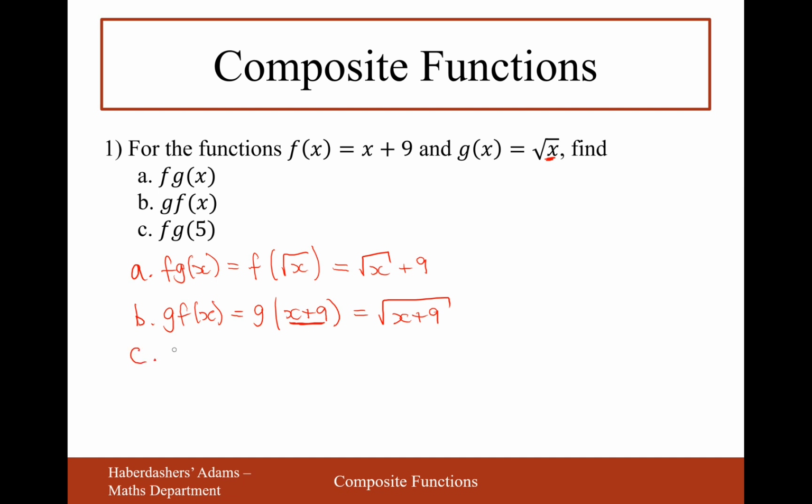And then part C is a question that we've done some of before, but I'm going to show you a different way of doing it now. If I've got fg of 5, what I could do is take it in turns. I could put 5 into g and then that answer into f, or I could just put it straight into part A, because it goes fg of x, fg of 5. If I just replace x with the number 5 that I've got in my question for part C, then I'll get the answer. So it's going to be the square root of 5 plus 9, which is the answer. And you could probably work that out on the calculator, probably something like 11.2, 11.3-ish.